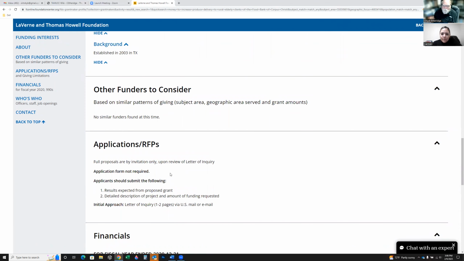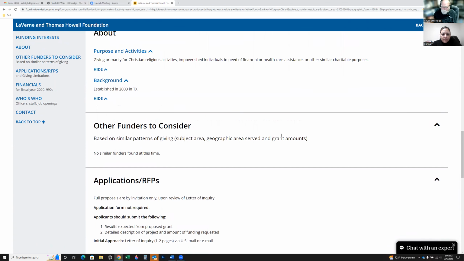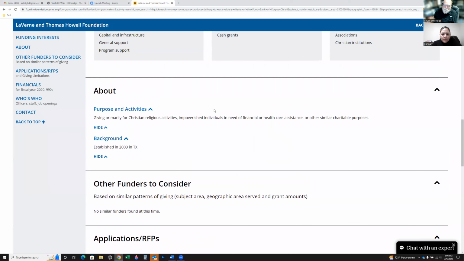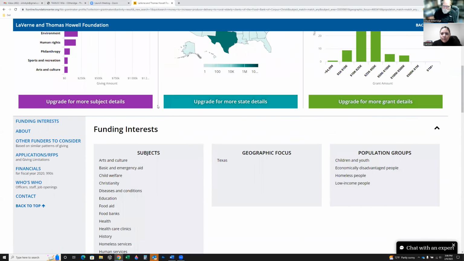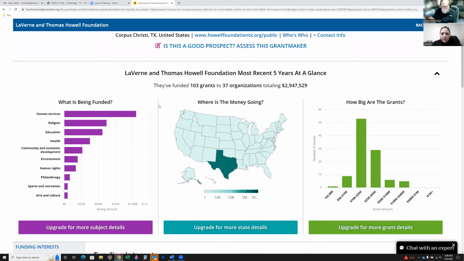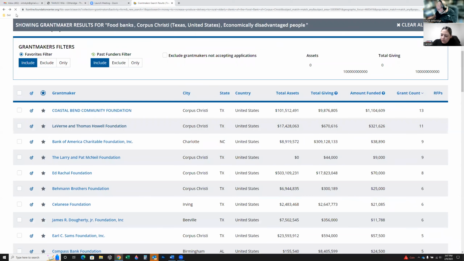Full proposals are by invitation only upon letter of inquiry. Now, that's going to make it a no. And the reason is a letter of inquiry is you basically write them a letter outlining what you're going to do in a small way. And they'll either say no, we're not interested, or yes, we're interested, and then invite you to send an application, and then you're much more likely to get funded. The reason I say no is time frame. We don't have time to write a letter, send it to them, wait for them to respond, and then write our grant. So I'm going to say no because it's an LOI, or letter of intent or inquiry, foundation.